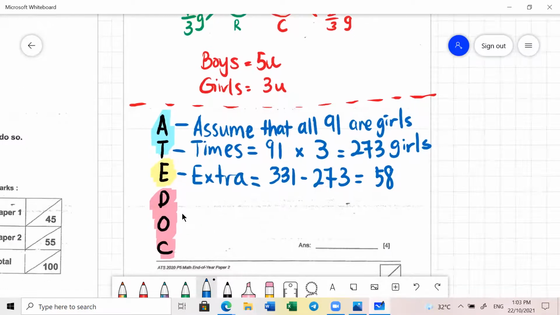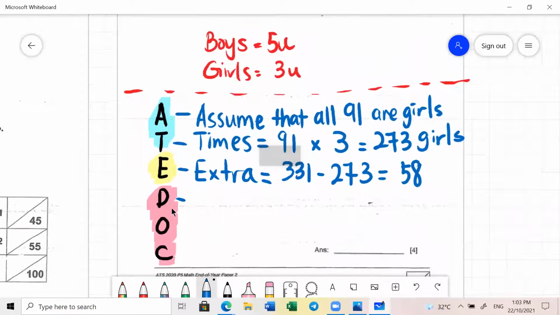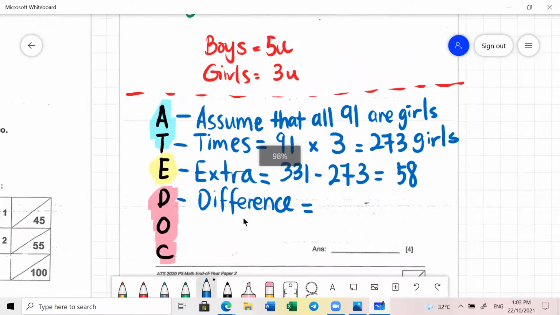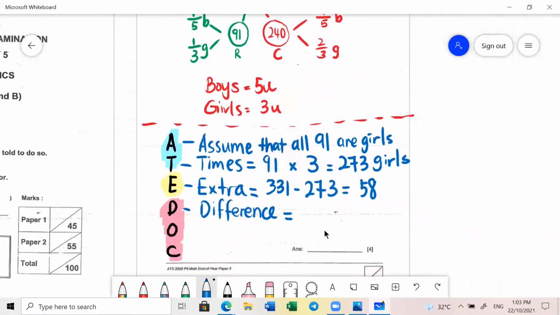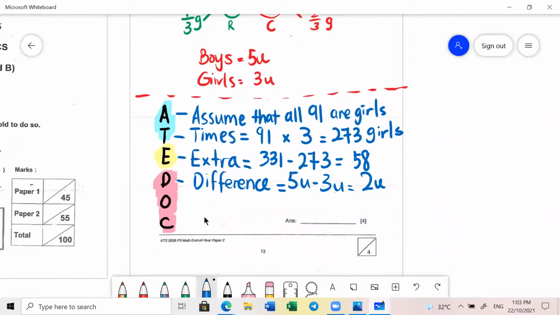Then after that, we continue on to look at D. D stands for difference. This difference is basically the difference between one unit of boys and one unit of girls. So what we want to do is find the difference. It's very obvious that the difference for boys and girls is 5 units minus 3 units, which equals 2 units. After that, I'll work on the next one, which is the opposite.